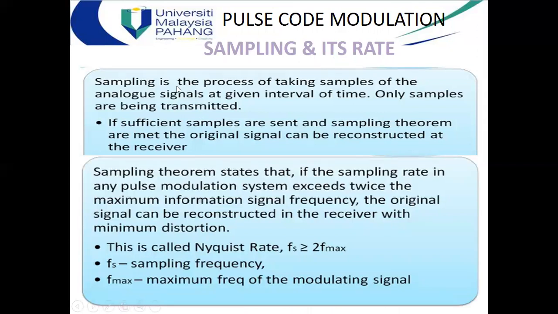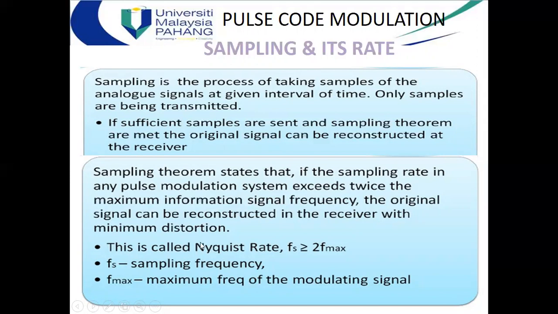So how fast should we take the samples? That is a very sensitive issue. Samples should be sufficient, otherwise the original signal cannot be reconstructed at the receiver. So the sampling theorem from the scientist Nyquist, the Nyquist theorem, says the sampling rate should be at least twice the frequency of the information signal or more than that.